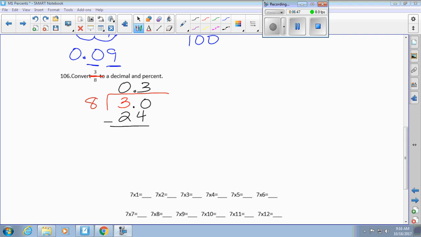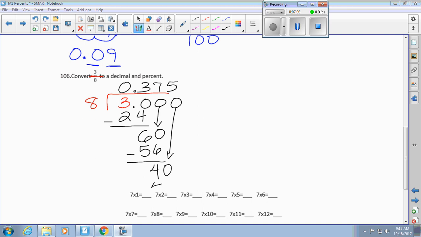3 times, that gives you 24, good. We're going to subtract, what do you got? 6, another 0 is necessary, bring it down. 8 goes into 60, 7 times. That gives you 56, subtract, you got 4, another 0 is needed, bring it down. 8 goes into 40, 5 times, and that ends our fun.